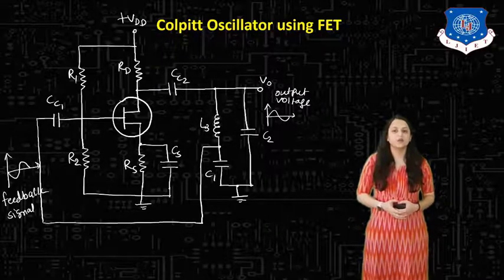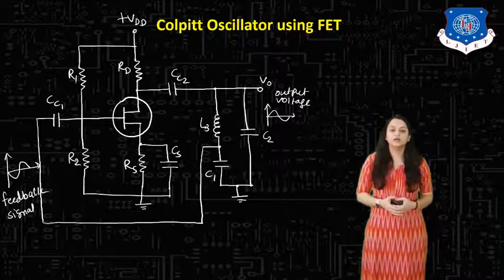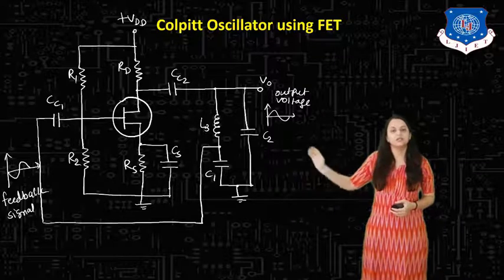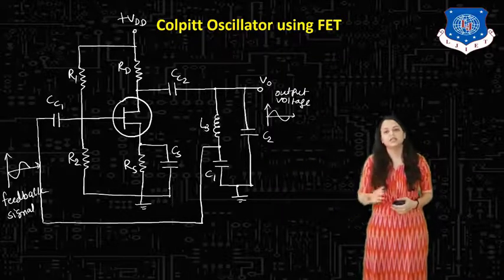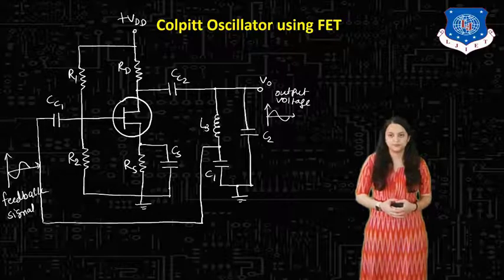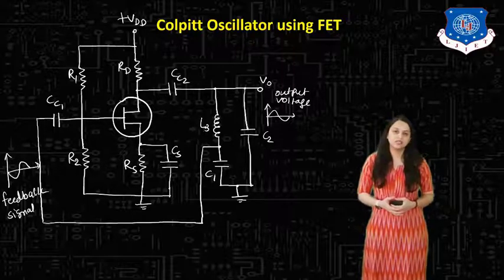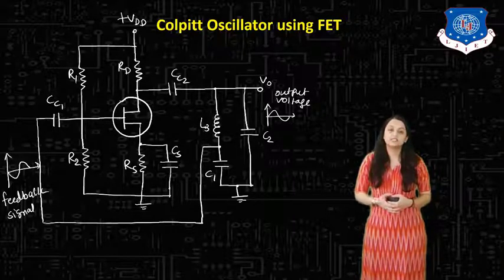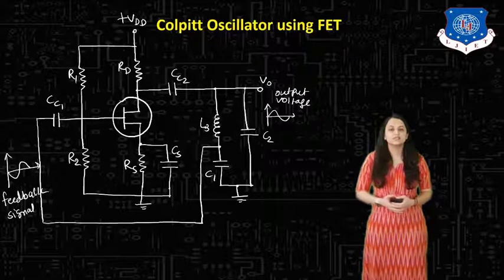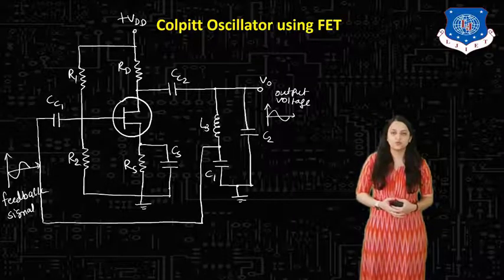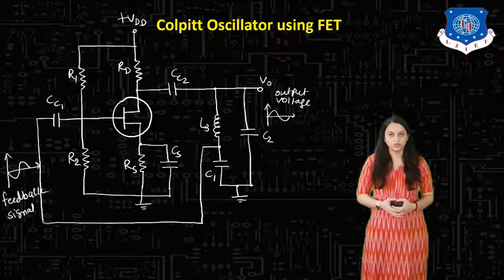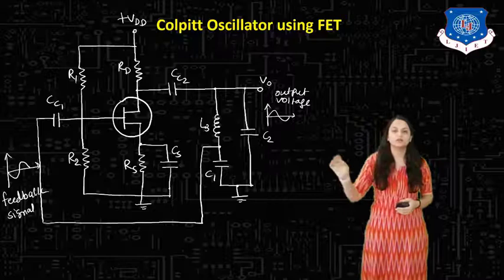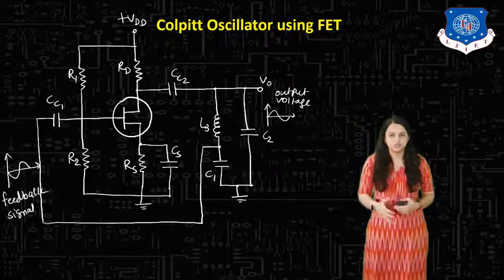Now next is the Colpitts oscillator using FET. Here, as you can observe, the feedback network and its arrangement remain the same, but the active device is changed from BJT to field effect transistor, that is FET. Here CC1 and CC2 are coupling capacitors, RD is the drain resistance, and RS and CS are the source resistance and source capacitance respectively. So it is very simple: the feedback network remains the same and the connections of the feedback network using the FET and BJT change.